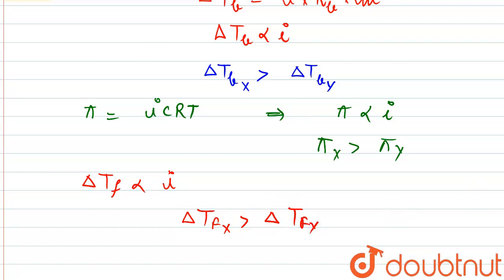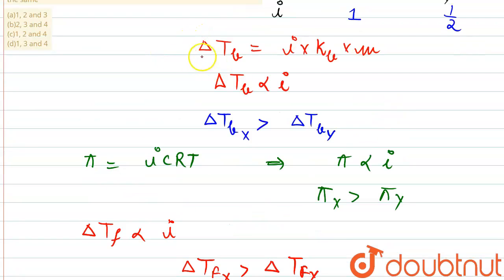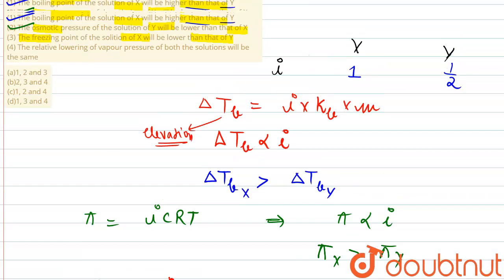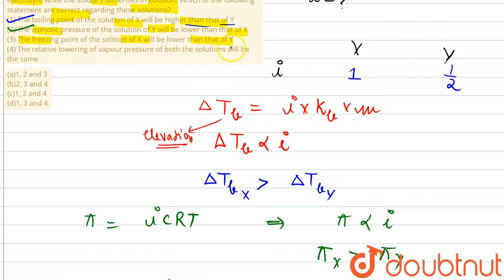Now we need to understand that delta Tb was the elevation in boiling point, so it was having a direct relation with the boiling point. But here this is the depression in freezing point. Depression in freezing point means if this depression for X is more, then that means actual freezing point for X would be less. So we can say that actual freezing point for X would be lower than the actual freezing point for the Y. So this is what option C is saying. Freezing point of X will be lower than that of the Y. This is also correct.